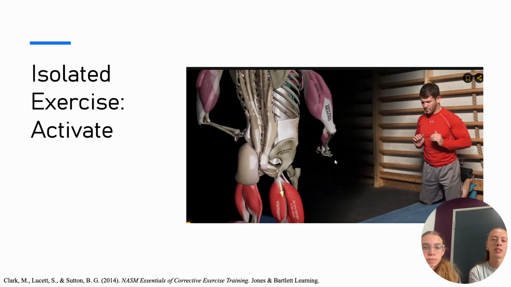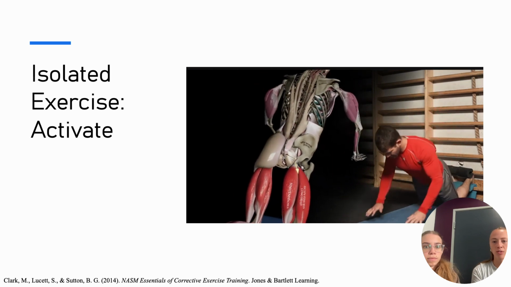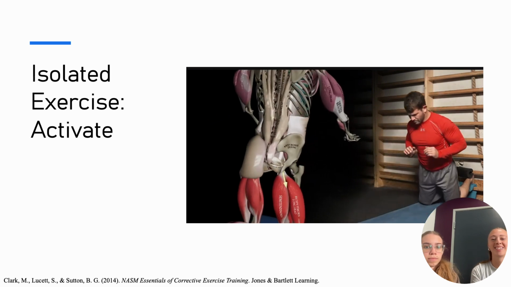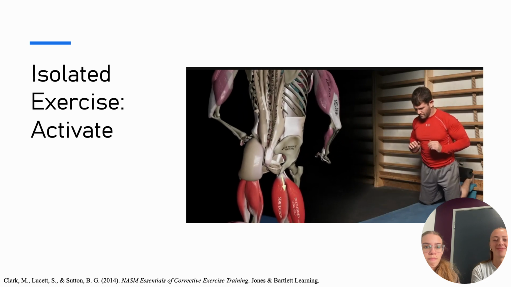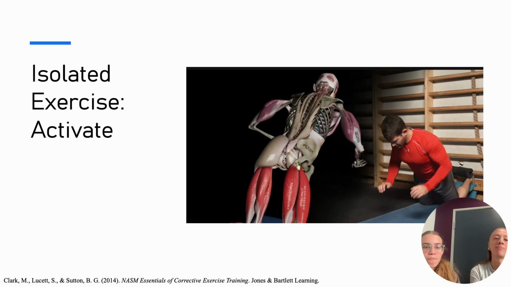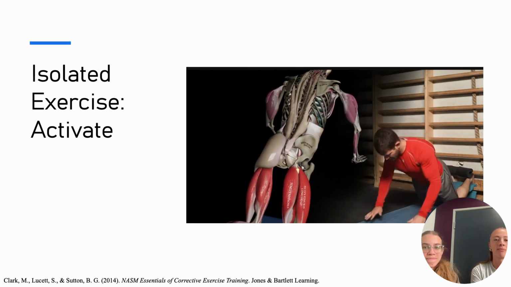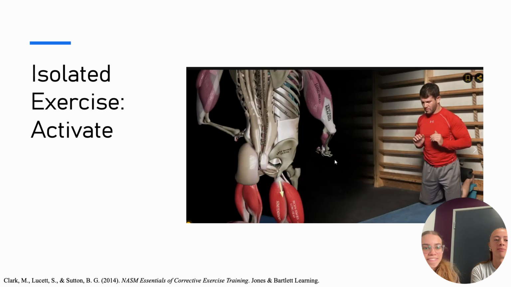An isolated exercise that activates the muscle would be the Nordic hamstring curl. It's an eccentric motion which activates the semitendinosus, and the resistance comes from your own body weight. The Nordic hamstring curl involves kneeling on a pad and lowering towards the ground under control while the ankles are held in place by a partner.